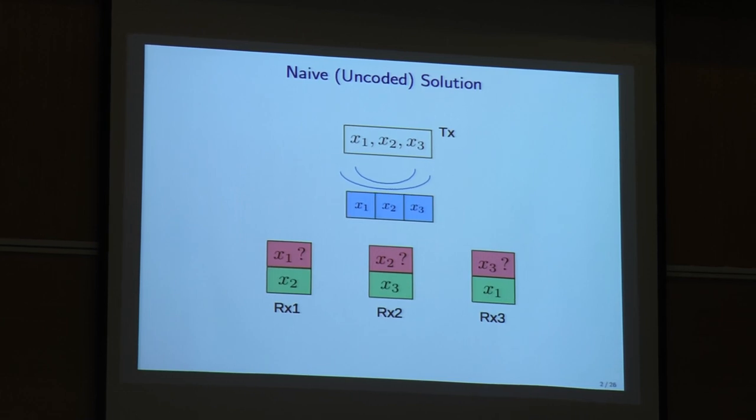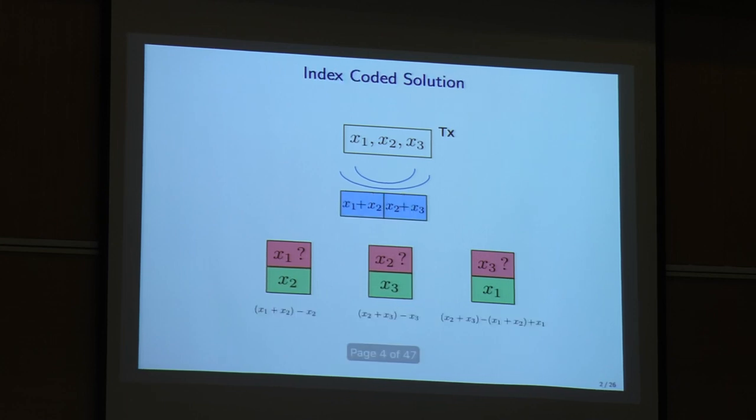Okay. So there's a naive scheme. You don't do any coding. You simply transmit x1, x2, x3, 3 different packets, one after the other. This guy listens to x1, this guy listens to x2, this guy listens to x3, they download, everybody is happy. Okay. But you're not using the side information, so can you do something better? Yes, of course you can.